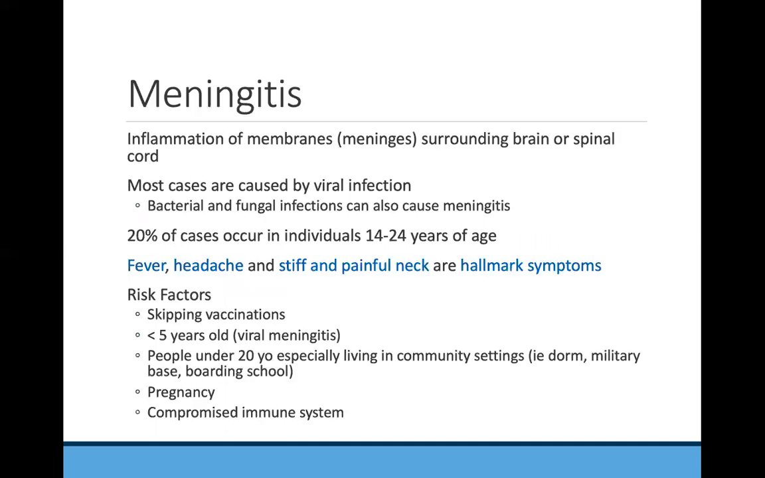So now let's talk about a few pathologies to keep in mind in this younger population. The first is meningitis, which occurs when we get inflammation of the membranes, or meninges, surrounding the brain and the spinal cord. The majority of the time, these are caused by viral infections, but other causes can include bacterial and fungal infections, which of the three, bacterial infections are the most dangerous. 20% of cases occur in individuals that are between 14 and 24 years of age.